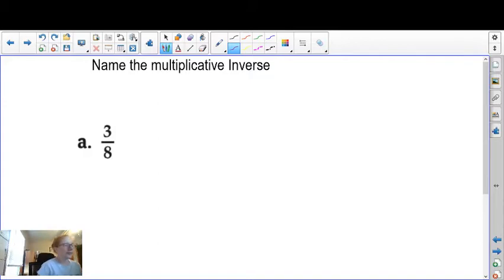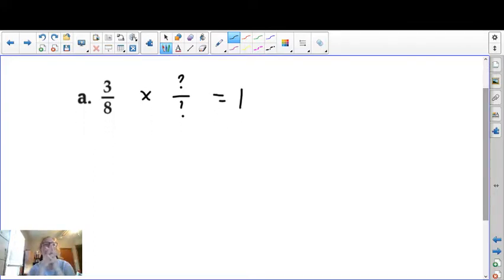Now, we're asked on this one to name the multiplicative inverse. So that means that 3 over 8 times something over something will equal 1. And my question to you is, what on earth could that be? What can I get to 1?